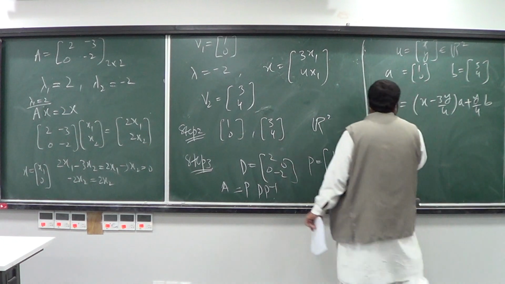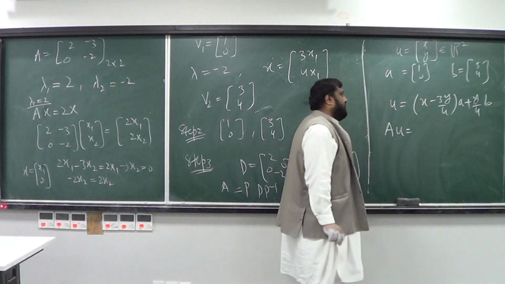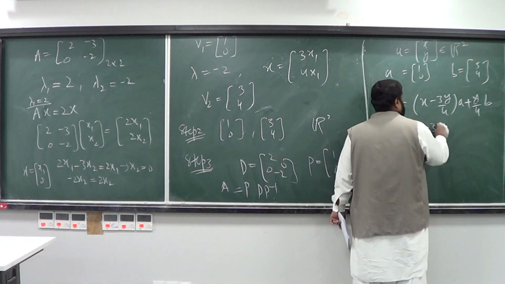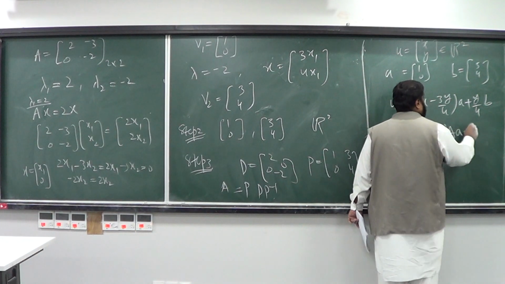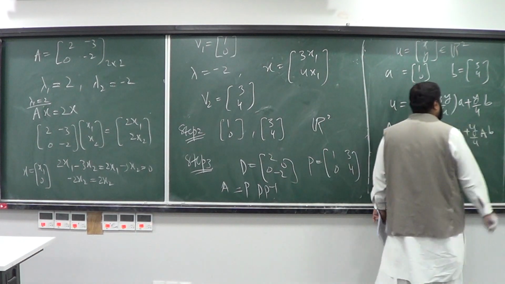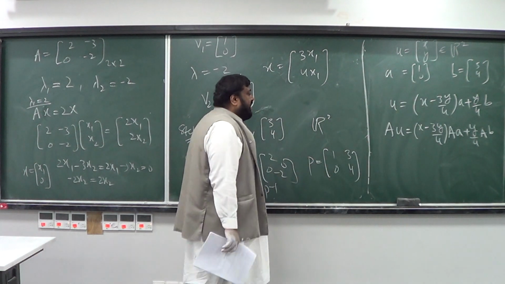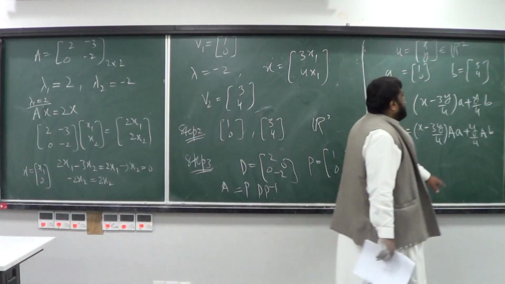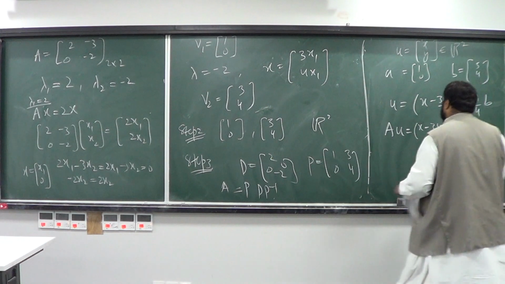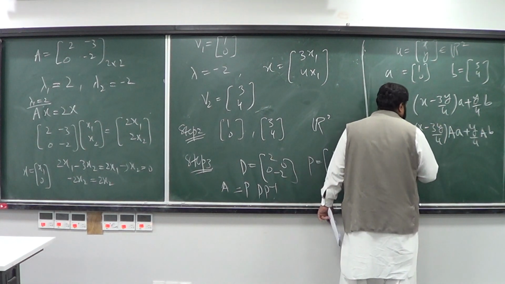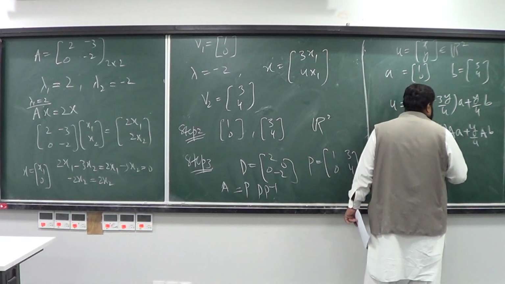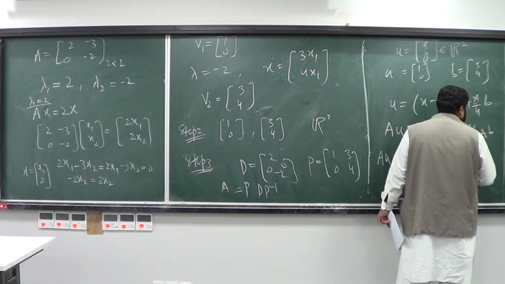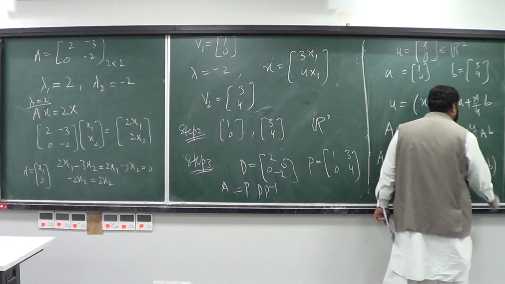Now, let's take this arbitrary vector and operate A onto it. What are you going to get? The scalar (x minus 3y) upon 4 is multiplied with A applied to a, and y upon 4 is multiplied with A applied to b. But a, (1, 0), is an eigenvector associated with eigenvalue 2, and b is an eigenvector associated with eigenvalue negative 2. So Au is going to be (x minus 3y) upon 4 times 2a, plus y upon 4 times negative 2b.